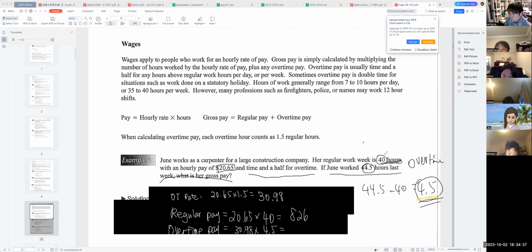Get it? She is supposed to work 40 hours per week, but she actually worked 44.5. So what is the additional time? Emma, understand? Okay, so 30.98 times 4.5 equals what? 139.41. Okay, so you add these two and it equals $965.41. Get it, everybody? So that is the gross pay.